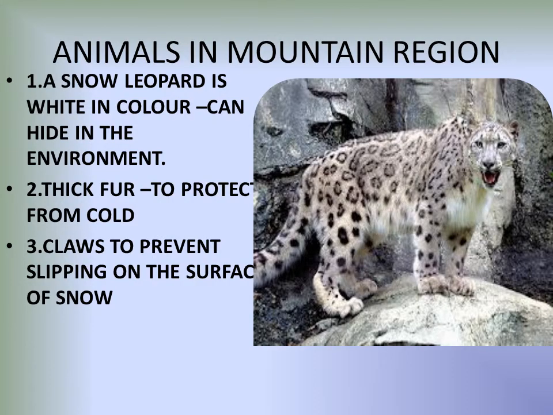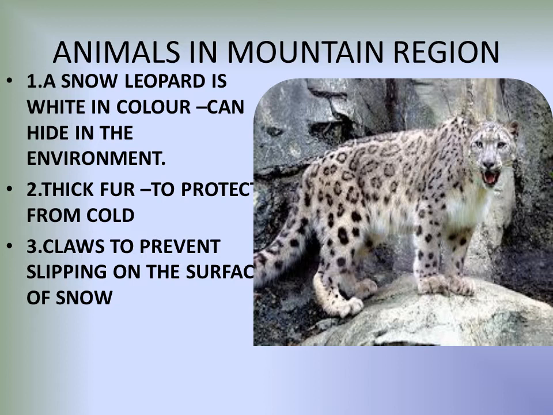Okay, then we have certain animals. We talked about plants, now we will talk about animals. So we will take an example of the snow leopard. As we can see, snow leopards have skins covered with fur that helps protect them from cold waves in the mountain region. This is one of the most important features in mountainous animals.